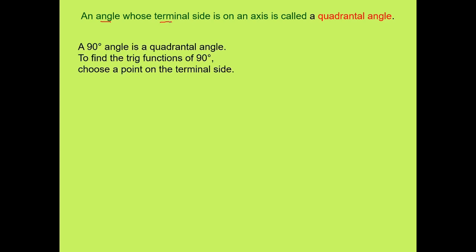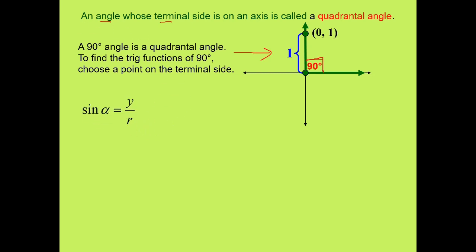So an angle whose terminal side is on an axis is called a quadrantal angle. So a 90-degree angle is a quadrantal angle. To find trig functions of 90 degrees, we choose a point on the terminal side. This is 90 degrees, right? We have talked about that one.